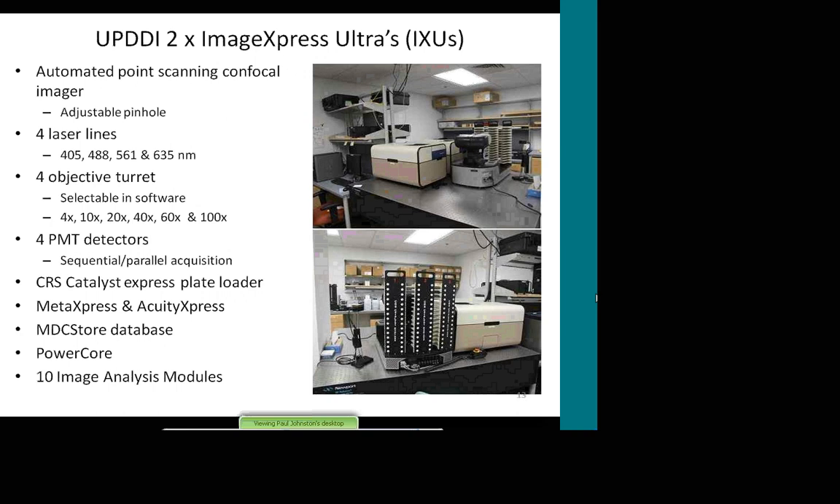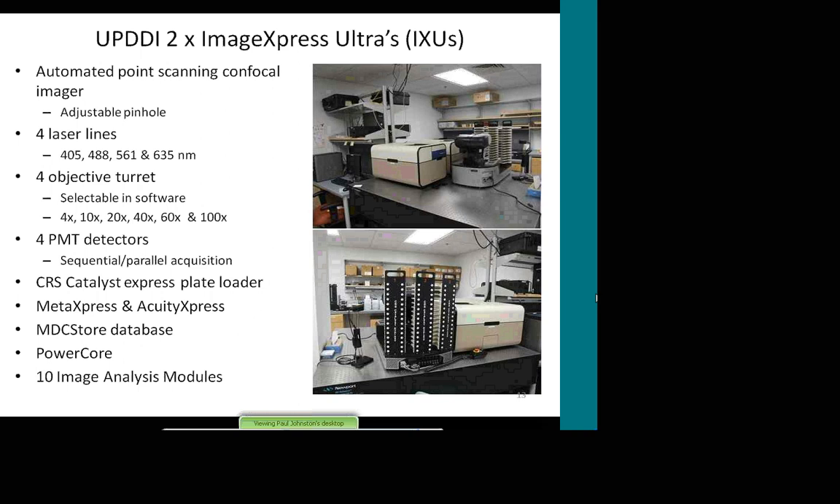These are our two IXU Image Express Ultra platforms in the lab, and we've got a CRS Catalyst robot hotel that the robot pulls the plates off, and we can actually run either on one instrument alone or on both instruments. And as Grisha's already told you, it's an automated point scanning confocal imager. We've got 4 laser lines, 4 ejector turrets, 4 PMT detectors, and we have both the MetaXpress and Acuity Express software and MDCStore database.